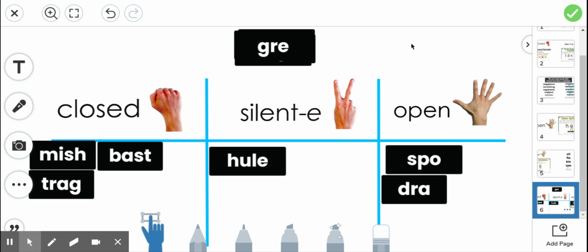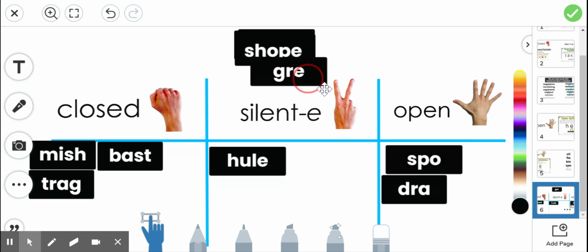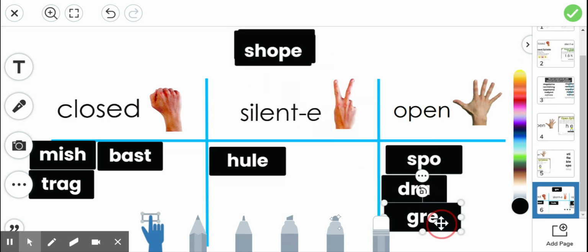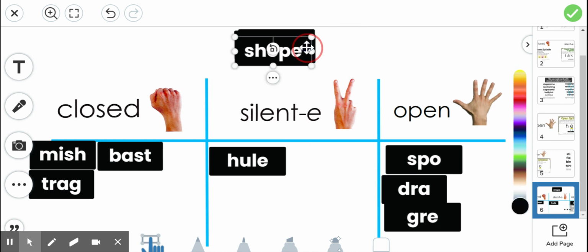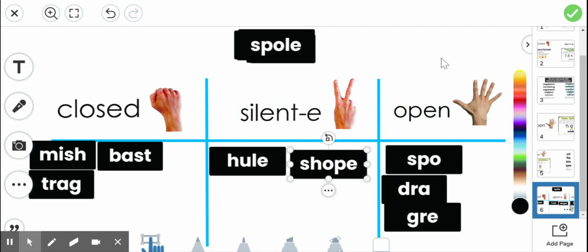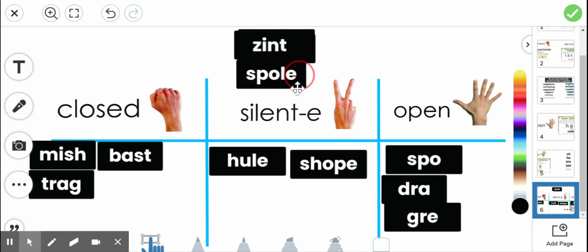What type of syllable do you think this word is? If you think it's open, you are correct. It ends with a vowel. What about this word? This word is a silent E syllable. Notice the vowel, consonant, silent E. This next word is also vowel, consonant, silent E.